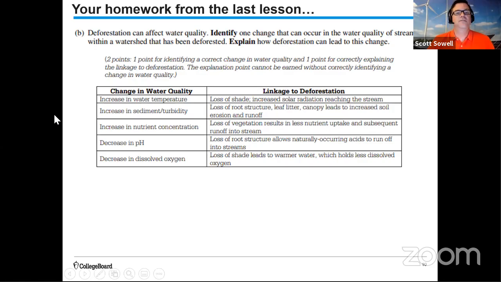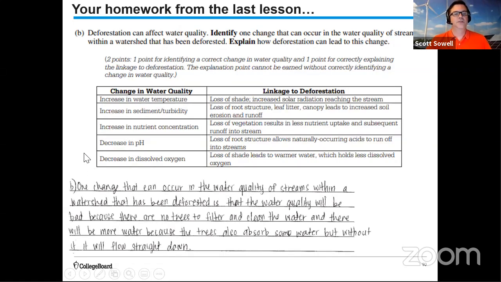All right. So you could have said an increase in water temperature because there's less shade. There is an increase in turbidity because there's more erosion and runoff. There's more nutrients because loss of vegetation reduces the amount of assimilation of nutrients and that runs off into the stream. Same thing for pH and DO. So let's just see what this person said.